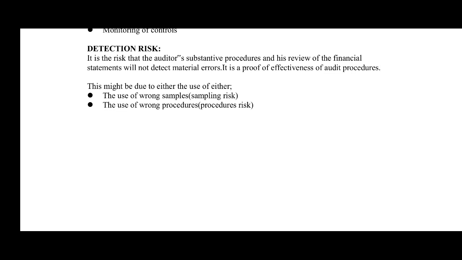So detection risk is the risk that the auditor's substantive procedures and his review of the financial statement will actually not detect any material errors. So this is a proof of the effectiveness of the auditor's procedures. So this might be due to either the use of the wrong samples, which we call a sampling risk, and the use of wrong procedures, which we call a procedures risk or non-sampling risk. So the auditor's failure to identify risk in the client system, okay, either because he's using wrong samples or he's using wrong procedures. But sometimes it is plain detection.